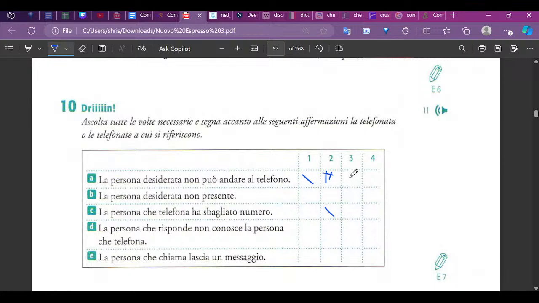Pronto? Pronto. Buongiorno, sono il dottor Borgelli. Potrei parlare con la signora Nardini? Sì, un attimo, gliela passo subito.